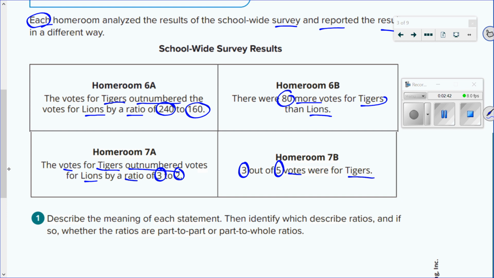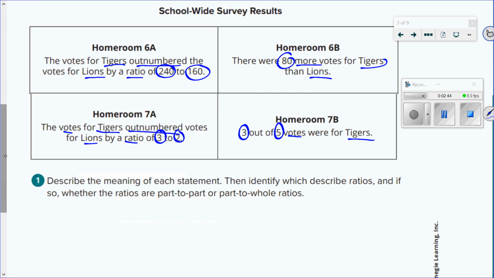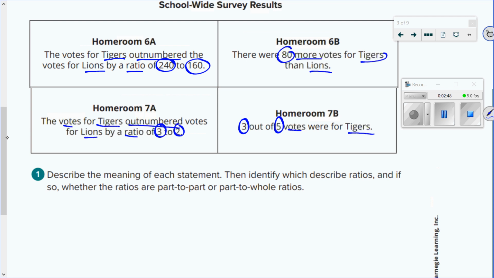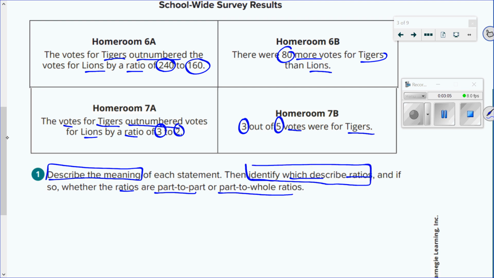We'll see. So here's your task. You have 2 tasks, all written in one. You need to describe the meaning of each statement. In other words, what is it they're telling us? Then identify which describe ratios, and if so, whether the ratios are part-to-part or part-to-whole. So you need to identify the ratios, and then, if it is a ratio, tell me, is it part-to-part or part-to-whole? This one, I'm going to let you guys talk as a group for about 7 minutes.